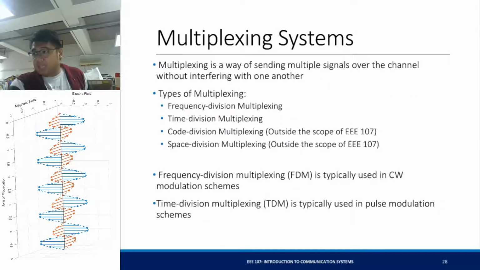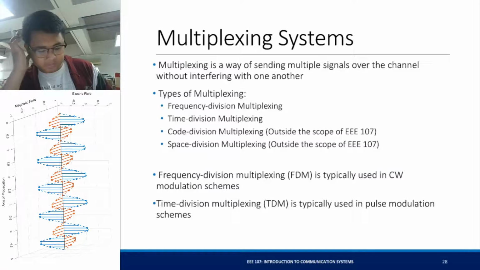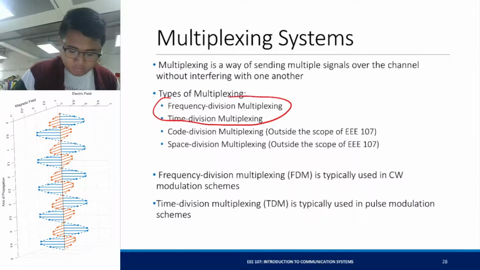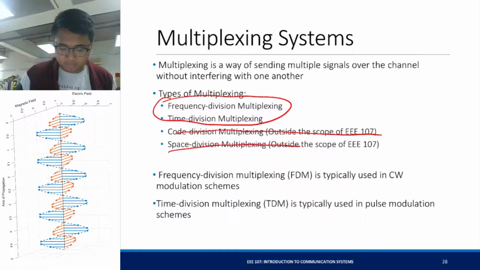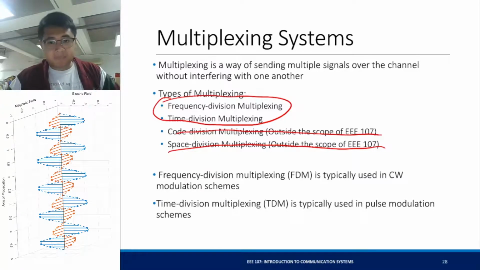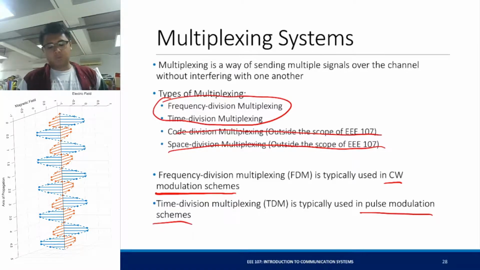Okay. So now let's look at multiplexing systems. A multiplexing system is a way of sending multiple signals over the same channel without interfering with one another. So there are different types of multiplexing. There are four of them actually: frequency, time, code, and space. So we'll only discuss these two, and the other two are outside the scope of your basic fundamentals of communication theory or the introduction to communication systems. Okay. Your FDM is typically used in CW modulation schemes, while the other one, TDM, is typically used in pulse modulation schemes. So why is that?